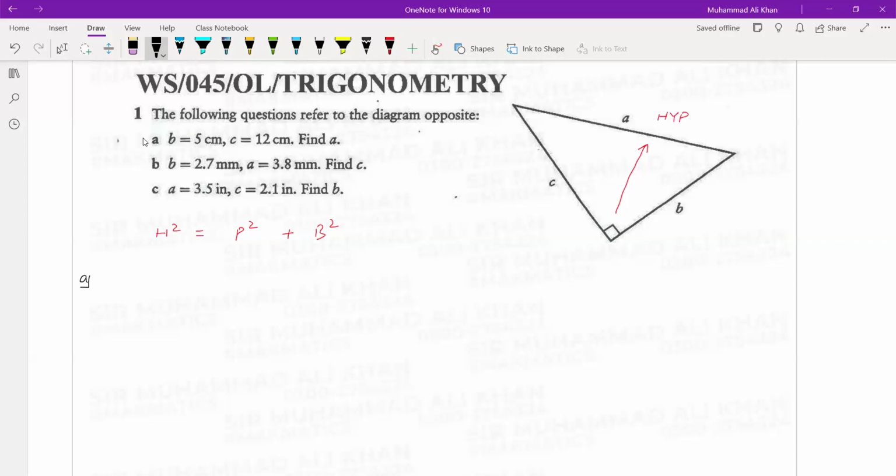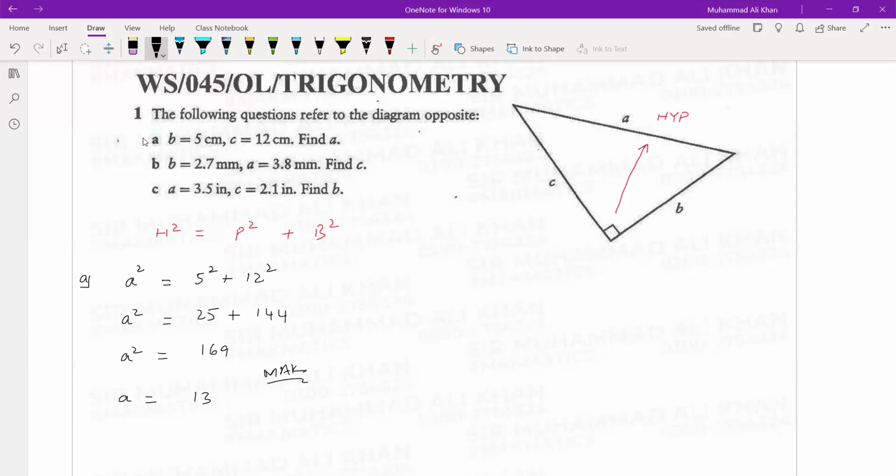By using the theorem, at the place of hypotenuse, can I write it like A squared? Yes. Equals perpendicular and base, either can be taken. Perpendicular I am taking 5 and base I am taking 12. So A squared equals 5 squared is 25 plus 12 squared is 144, which is 169. Under root of 169 is 13. So 13 is the side A. 13 is the hypotenuse side, and this is the longest side of the triangle.